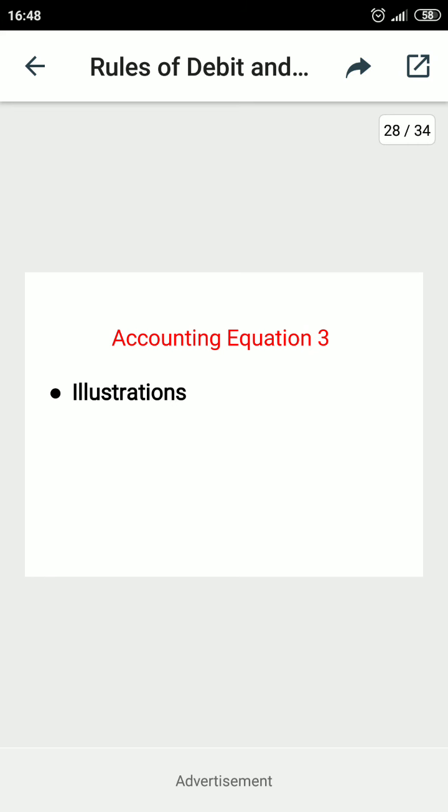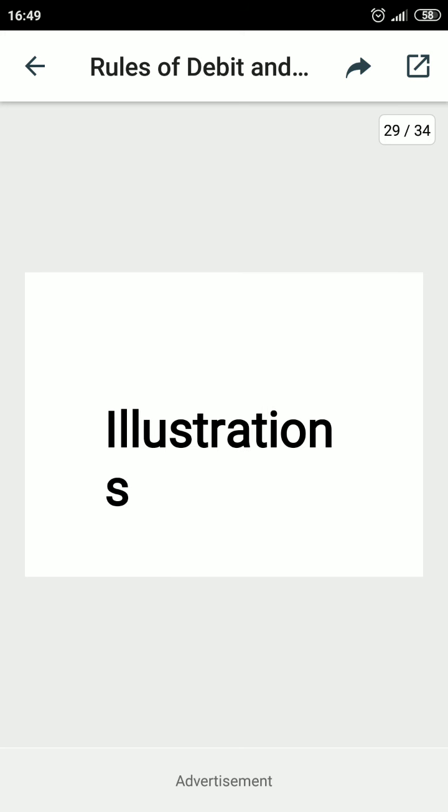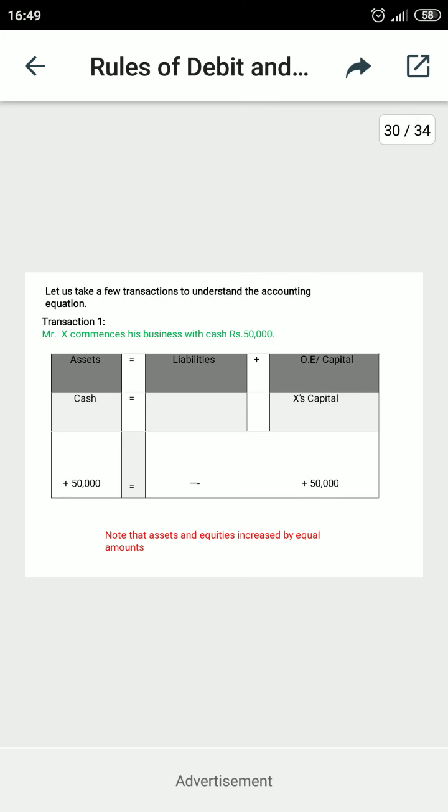Earlier you know the debit is equivalent to the credit, or you may say the asset is equivalent to the liabilities and capital. Now with the help of the examples, you may go through all the concepts with much better clarity. Now the illustrations.